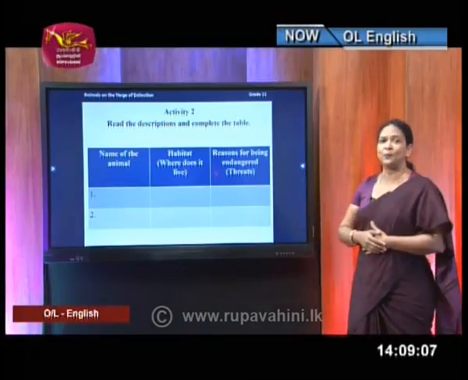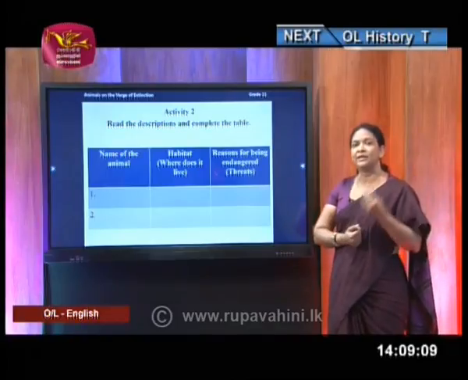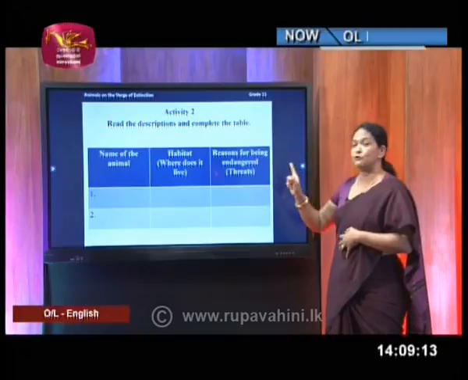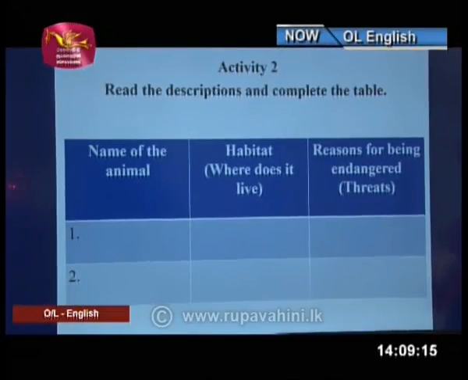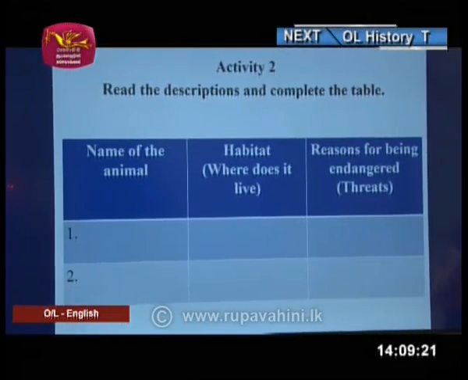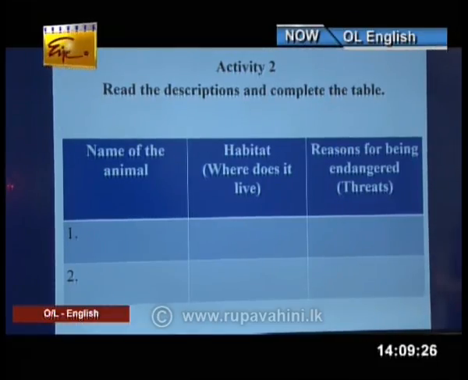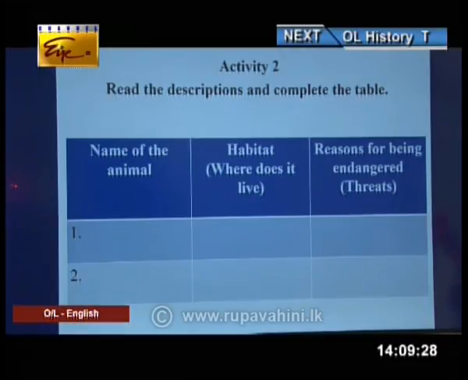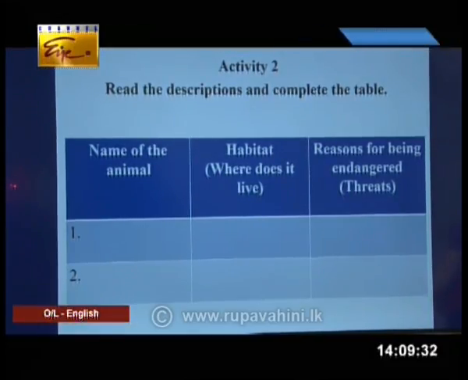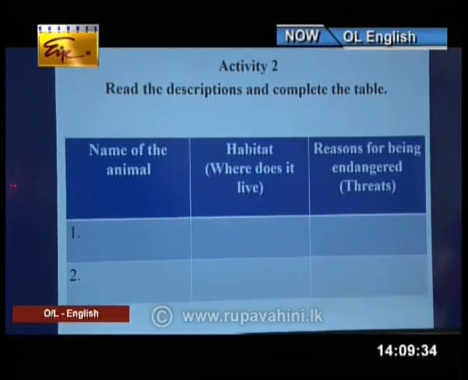In this table, they ask you to find out 3 types of information. Look at the 3 columns. First one, you have to find out the name of the animal, and in the second one, the habitat. Now, you know the meaning. What is it? The place where they live. And the third one, reasons. Reasons for being endangered. In simple terms, threats. What are the threats that they face?